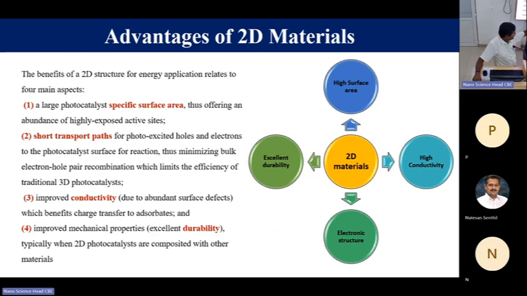For that, these 2D materials have tunability. Whatever properties you want, you can prepare in such a way. That is why this 2D material is very important.